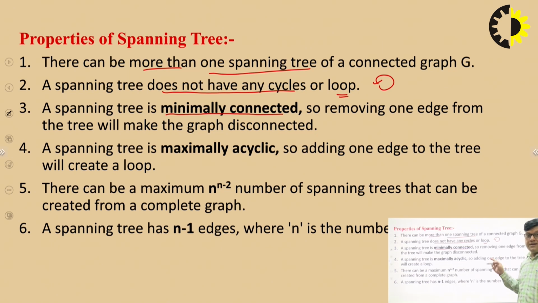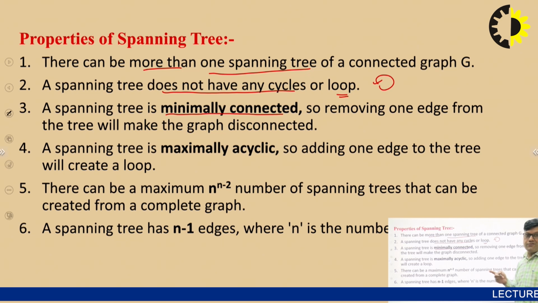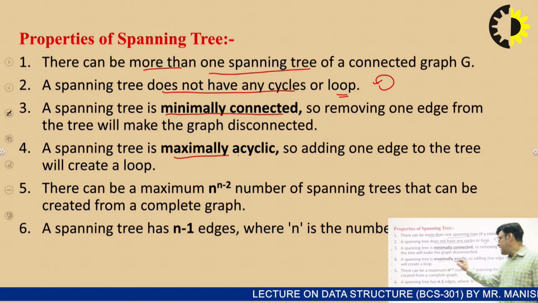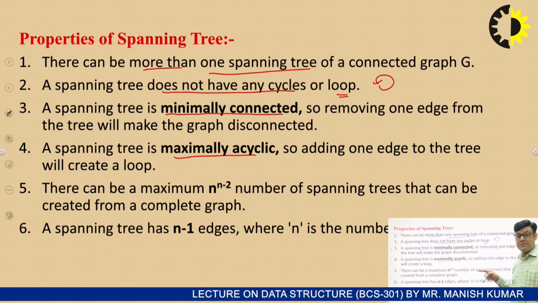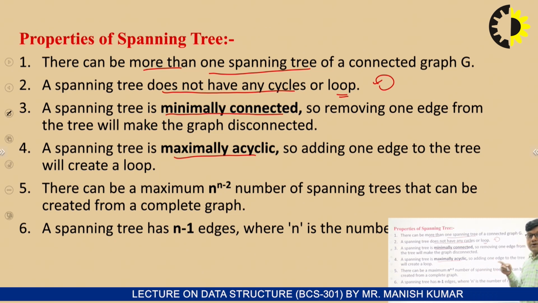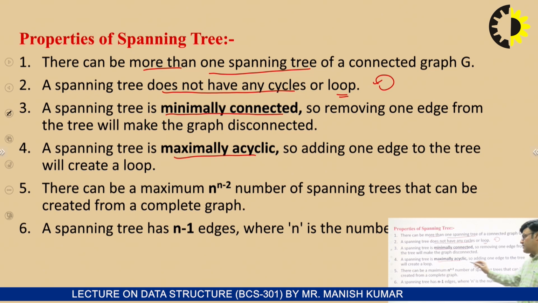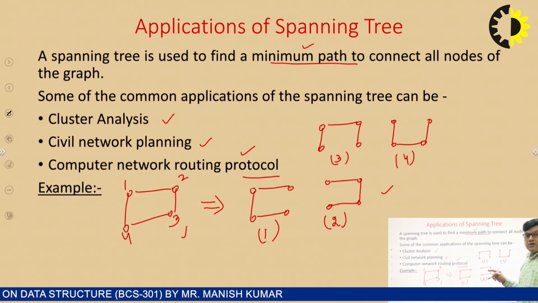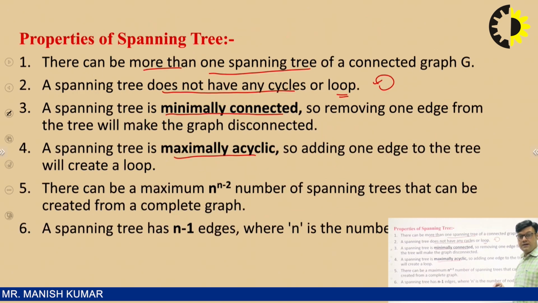Okay, minimally connected. We have to visit all the vertices, so it should be minimally connected. Okay. Number 4, a spanning tree is maximally acyclic. No cycle should be produced. So adding one edge to the tree will create a loop. So we have seen that when we add one edge here, the loop will be completed. We do not want to create a loop here. So this is the property, maximally acyclic.